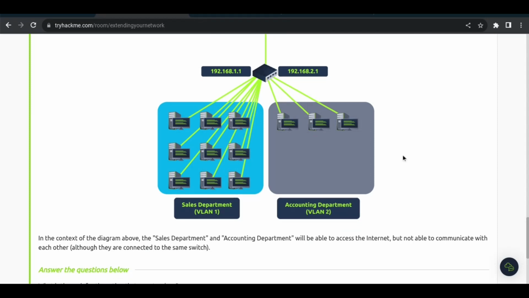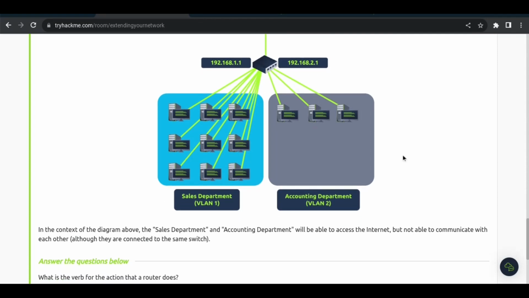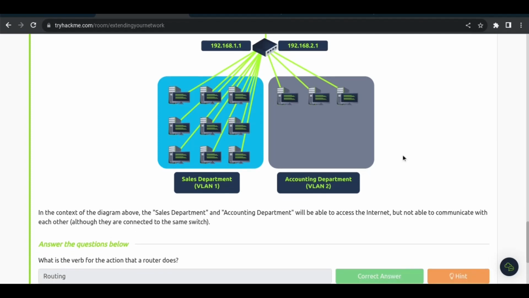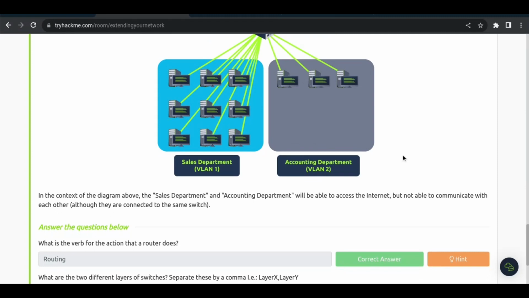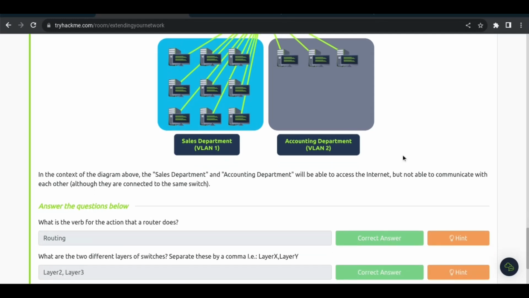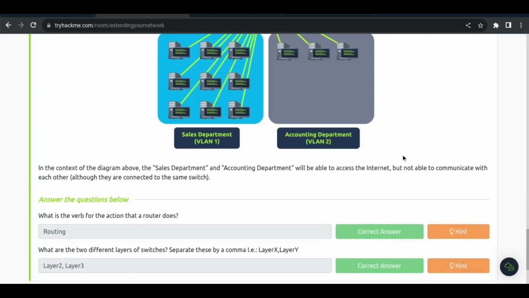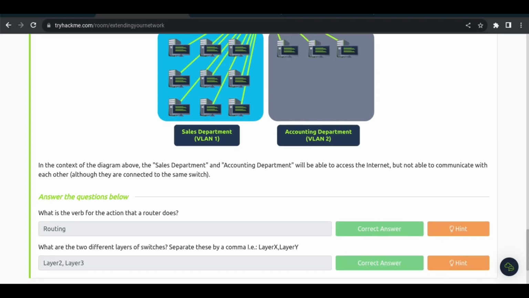Moving on to answer the question below. What is the verb for the action that the router does? And that is routing. Next question. What are the two different layers of switches separated by a comma? That's layer 2 and layer 3. And that does it for this section.